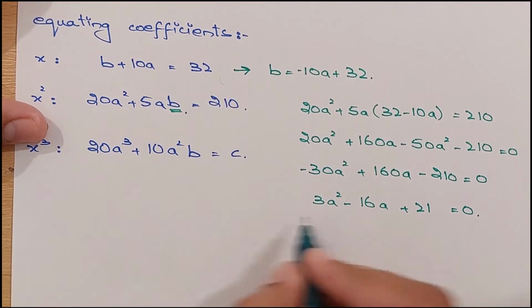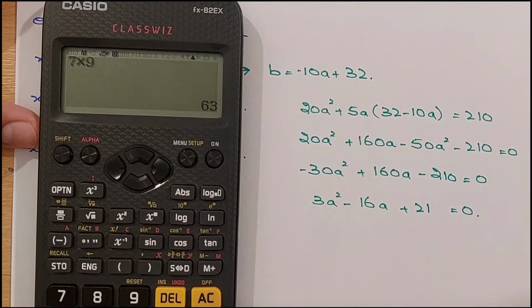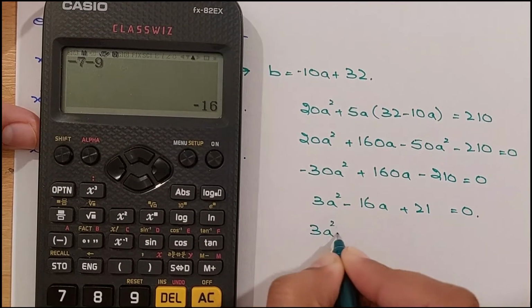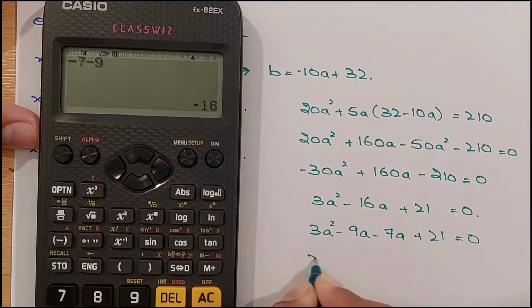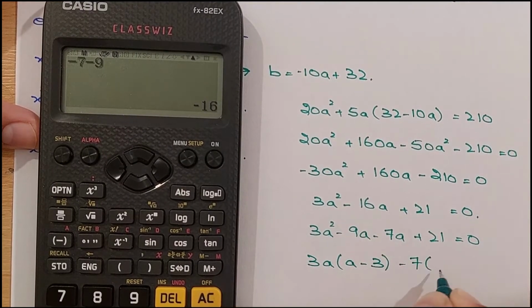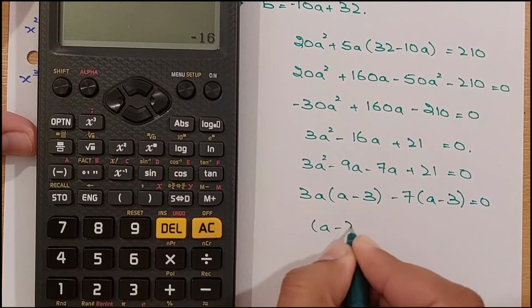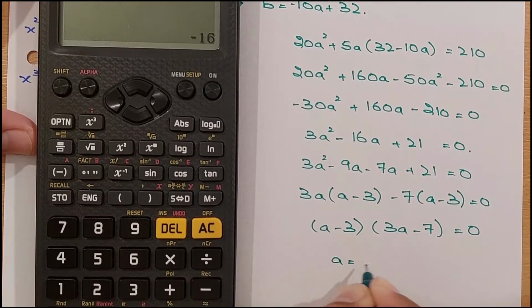So now we have a quadratic equation in a. We have to factorize it. So 3 times 21 is 63, and 7 times 9 is 63, and minus 7 minus 9 is minus 16. So 3a square minus 9a minus 7a plus 21 equals to 0. Let me take 3a common. So we have 3a minus 7 common, a minus 3, this is equals to 0, right? So we have the two factors, a minus 3 and 3a minus 7. This is equals to 0. From here, a equals to 3 and a is equals to 7 by 3.